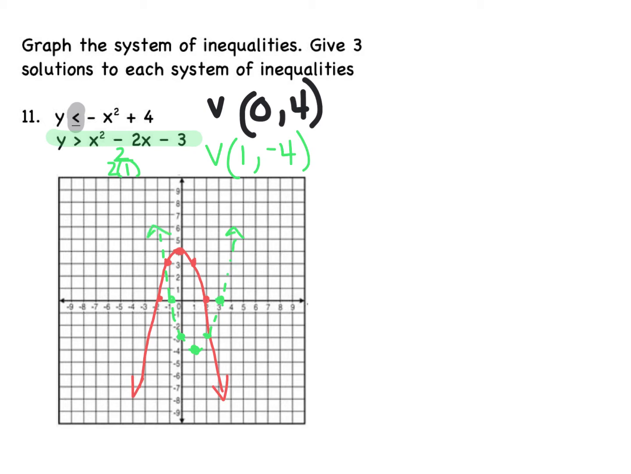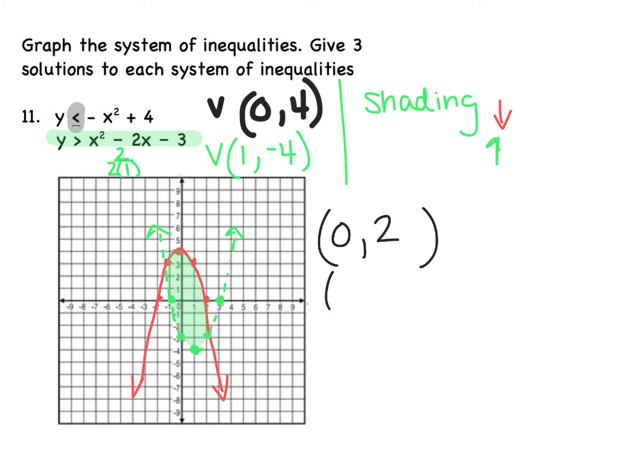So let's consider where we're shading. The first symbol is less than or equal to, so we would be shading below the red curve. And the second one is above the green curve. So below the red and above the green would be this overlapped region in here. Now we are going to state 3 possible solutions. So any ordered pair in the shaded region, such as (0, 2), (1, 1), (1, -3). These are 3 possible solutions to this system.